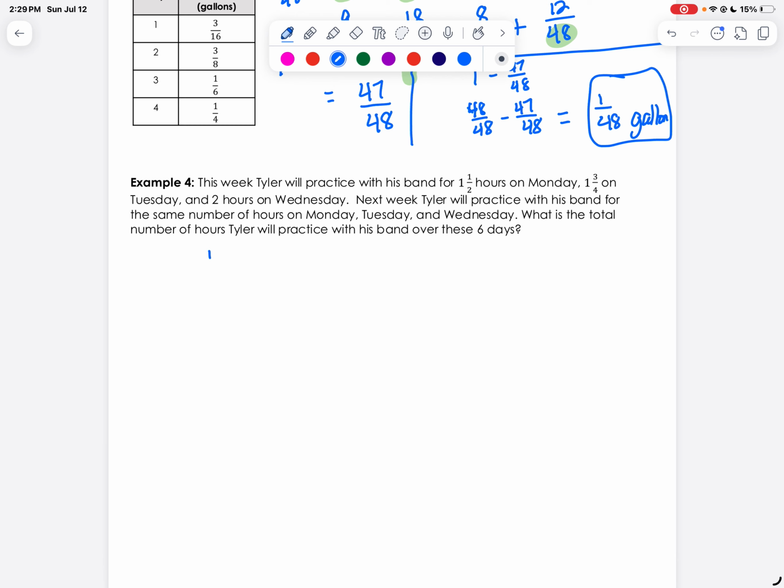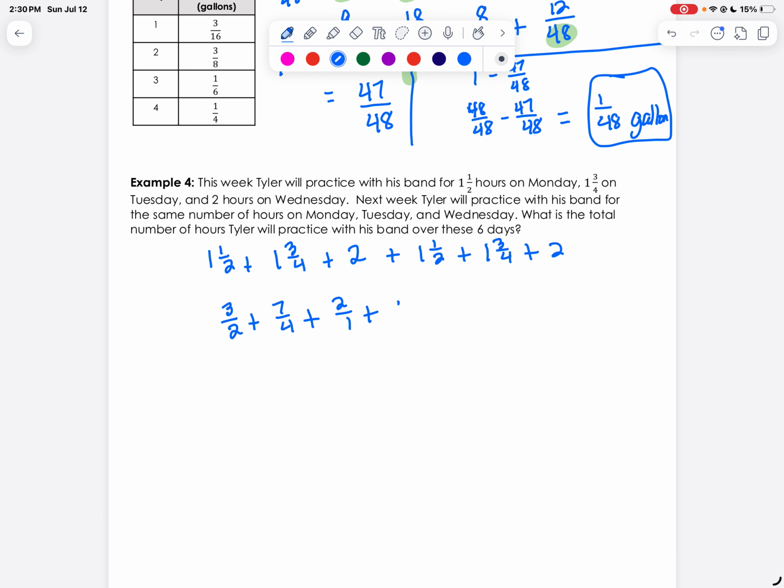So I'm taking 1 1/2 plus 1 3/4 plus 2, and then we're doing that all again. 1 1/2 plus 1 3/4 plus 2. Now I want to rewrite all of these as either a mixed number or a fraction. So 1 1/2 would be 2 times 1 is 2 plus 1. This would be 3 over 2. 1 3/4 would be 7 over 4. 2 would become 2 over 1.